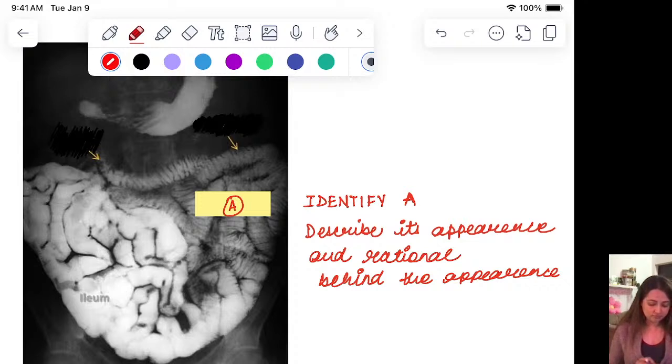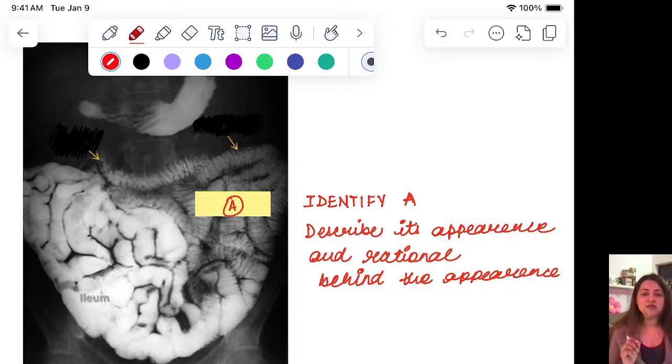Identify A. Yes, guys, what's A? Are you able to appreciate this feathery appearance? Yes, Mansi, that's jejunum. Exactly. So why are you calling it jejunum?